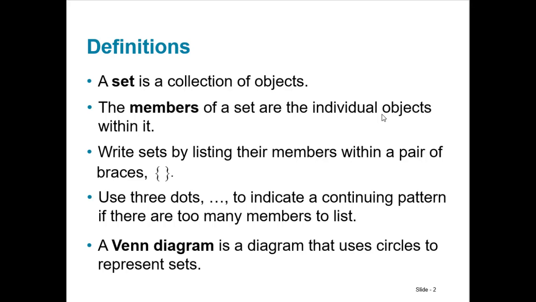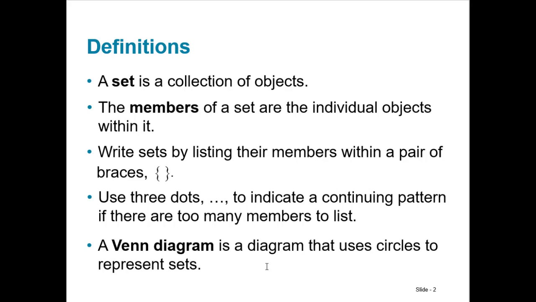So a set is simply just a collection of objects. The members of a set are just the individual objects within it. We write sets by listing all their members out within a pair of these little squiggly brackets. We use three dots, I think it's called an ellipsis, to indicate a continuing pattern if there are too many members to list. So if you're going to list out all of the positive integers, you would do 1, 2, 3, 4, 5, comma, dot, dot, dot. So you would know that it just keeps going on and on.